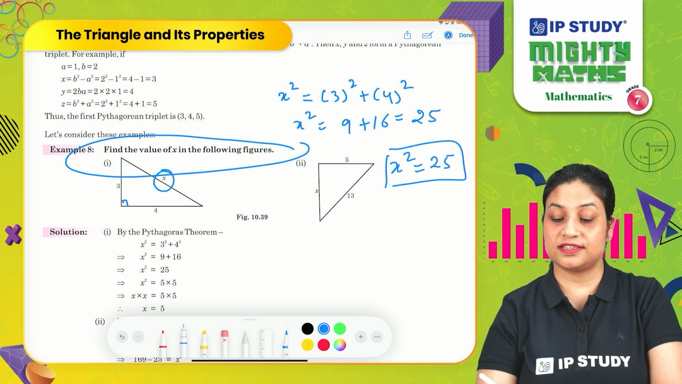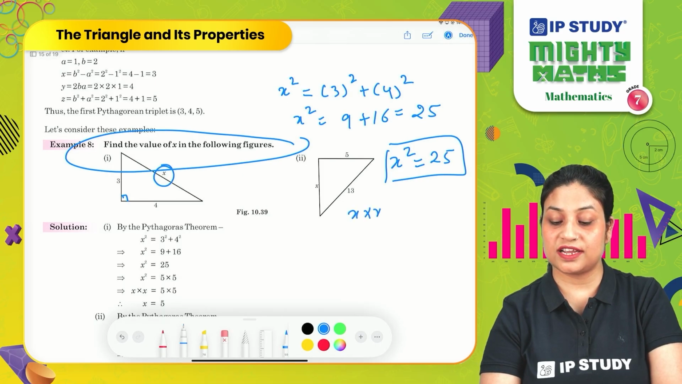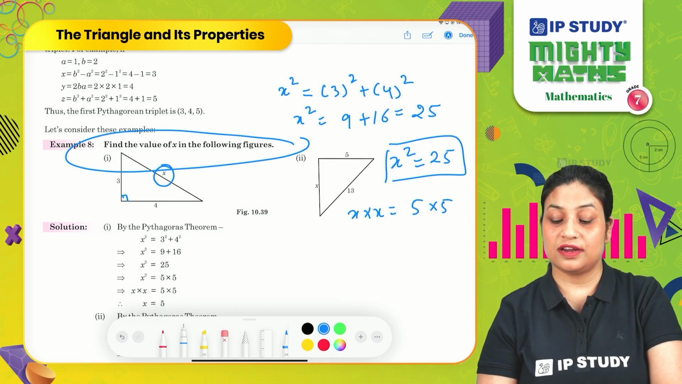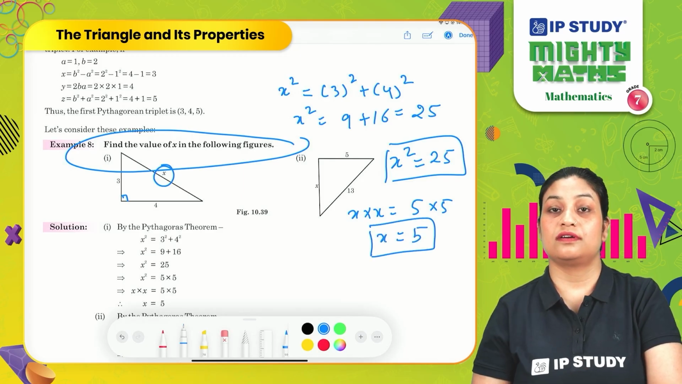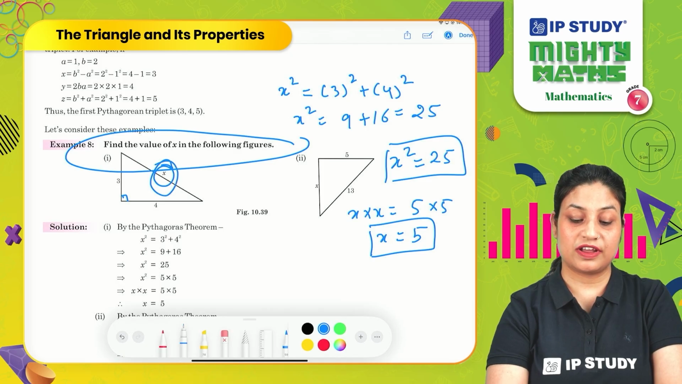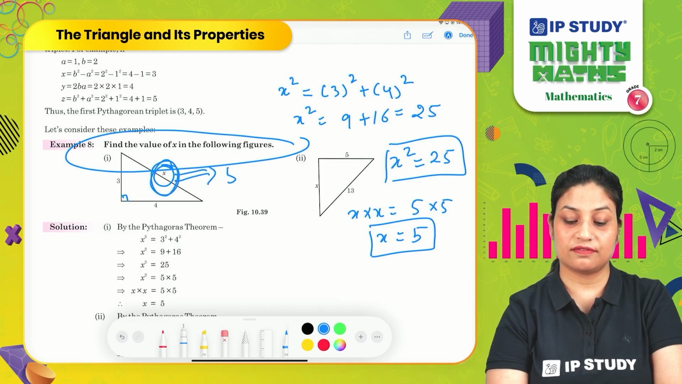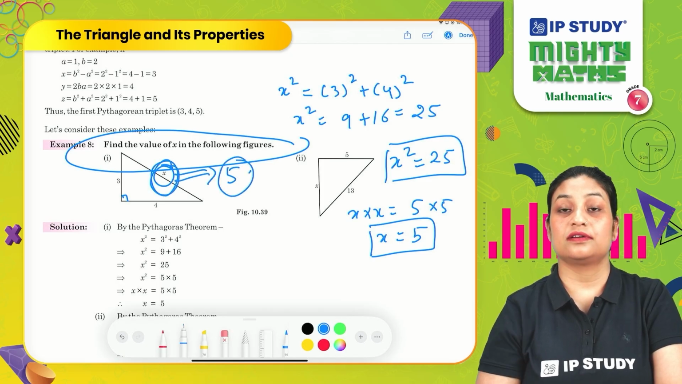Now, x square, what does it mean? x into x, can I write it like this? And 25, can I write it like this? 5 into 5, which means that x is equal to 5. So, what is the value of x over here? The value of x is 5, right?